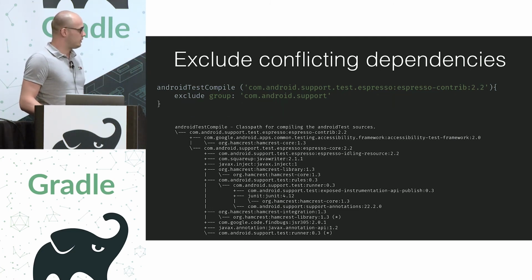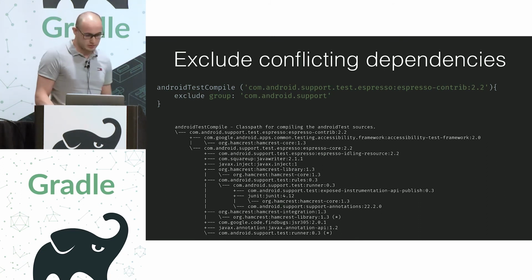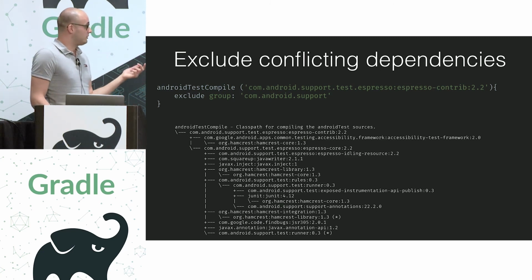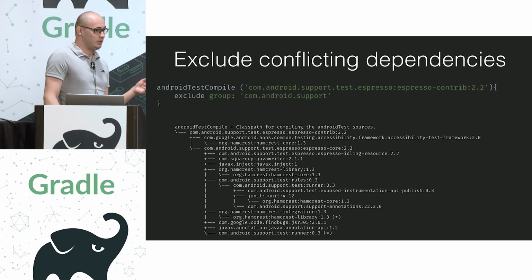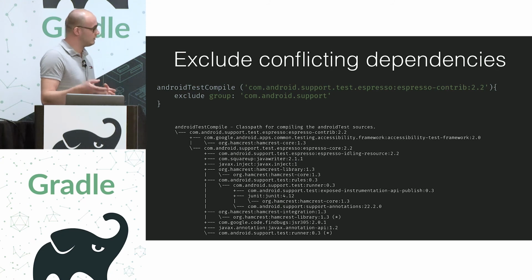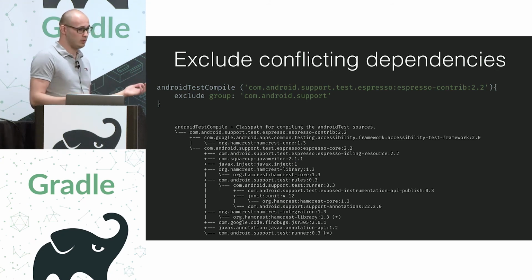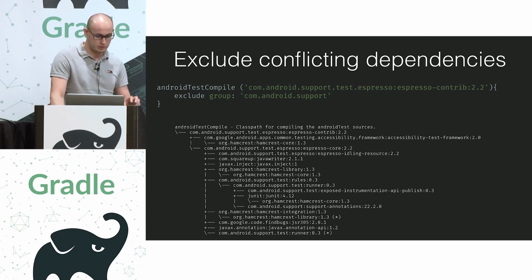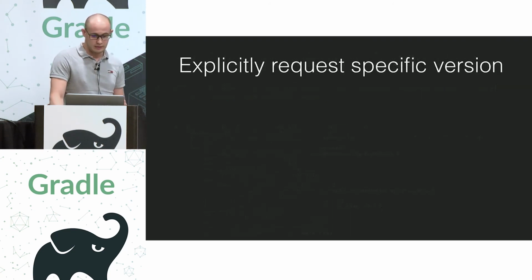But yeah, we can just drop the specifics because we actually want to exclude all Android support dependencies. So this is one way to do that. The problem is that if we have, for example, another Android test compile library, which also depends on recycler view, then we need to yet again add the exclude block because it will pull the old version of recycler view again.